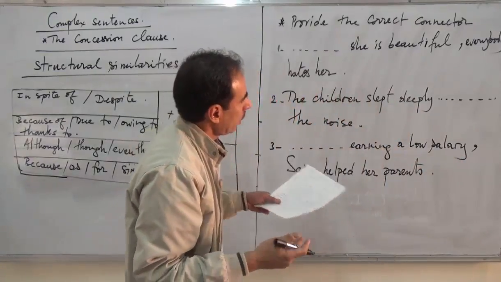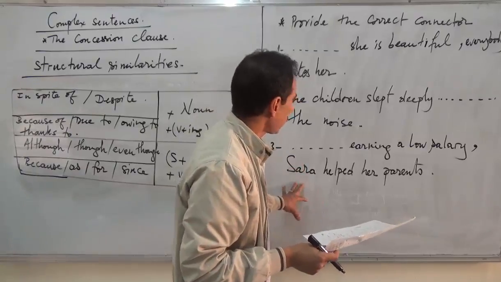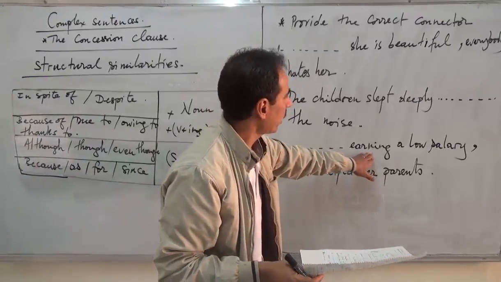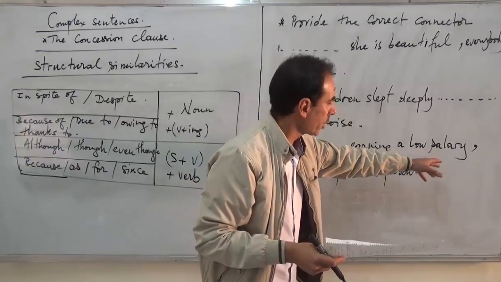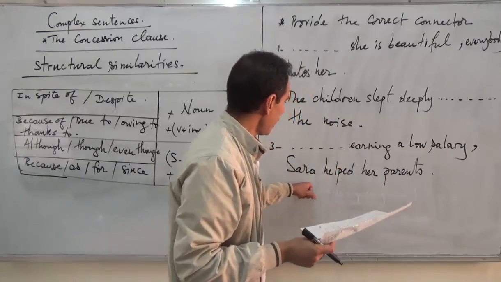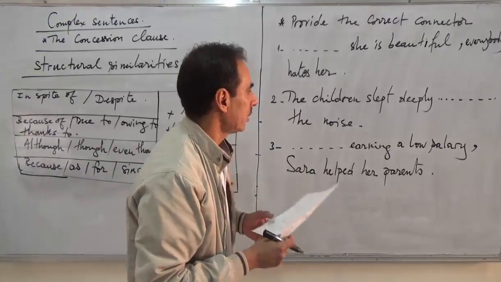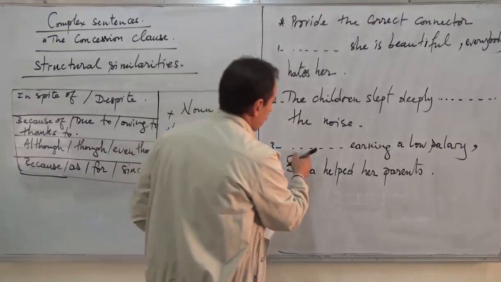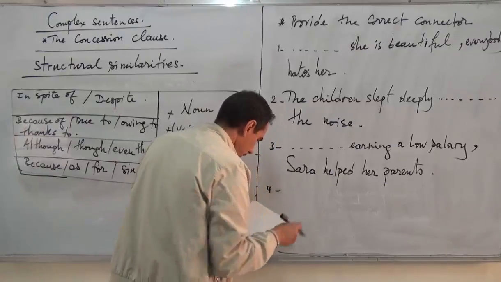Sometimes people are very helpful, especially children towards their parents. Earning a low salary means that her wage is not very good. She helped her parents. What can we use here? What is the connecting word we can use here? Number 4.